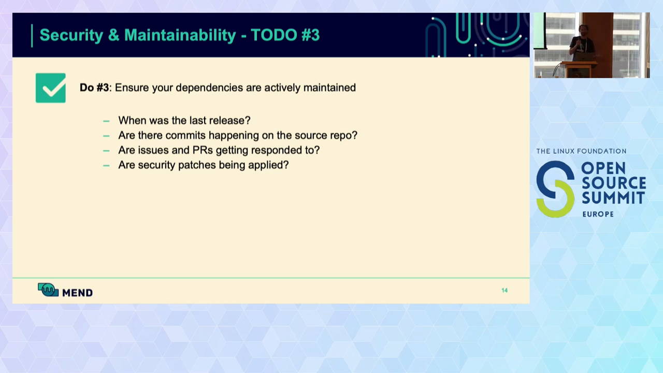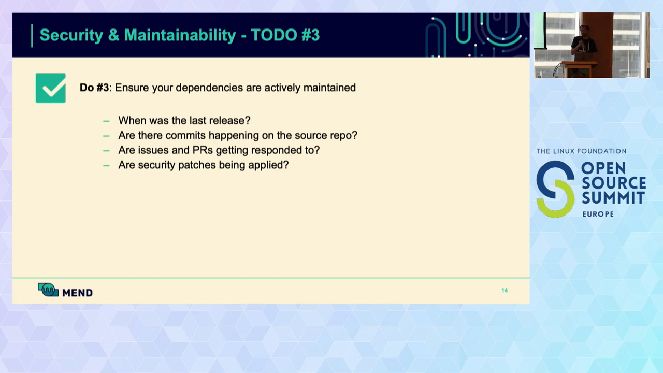You know, if there hasn't been a release for a year, in rare cases it might be because it's feature complete with no dependencies, but in the majority of cases, it's because there's something wrong with the maintainability of that open source project. Are commits happening on the source repo? Are issues and pull requests getting responded to? Again, if it's feature complete, you probably don't see issues and pull requests piling up, but if it's not, you will. And then importantly, are the security patches being applied?